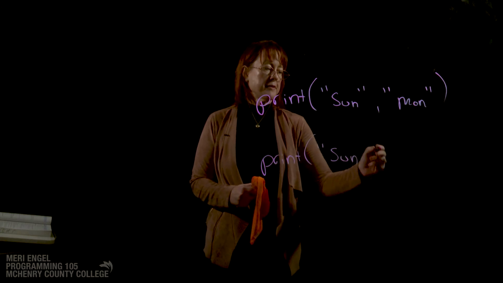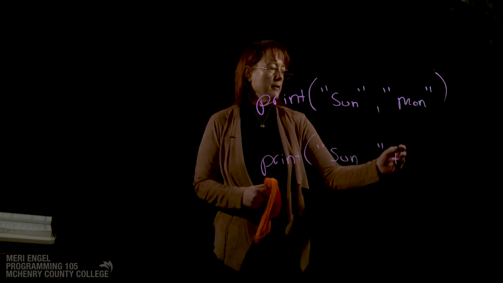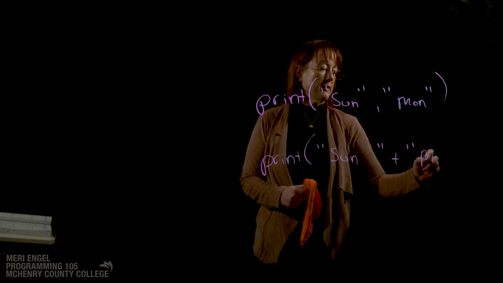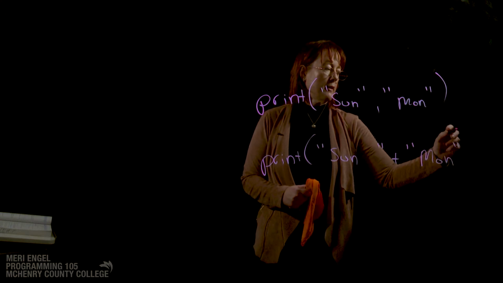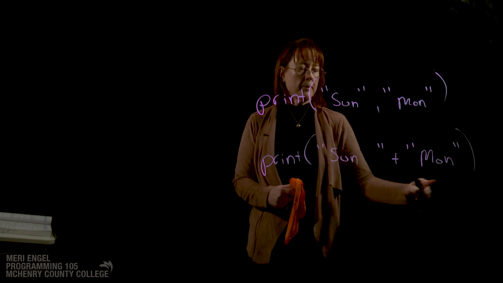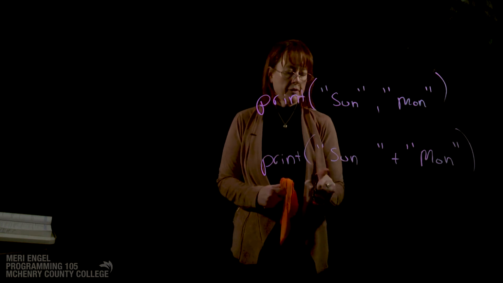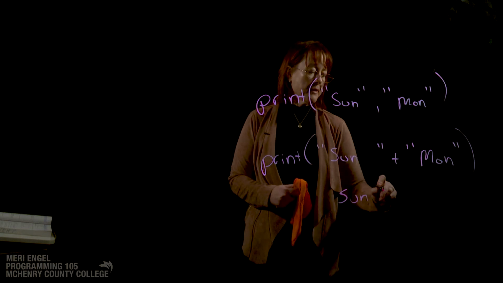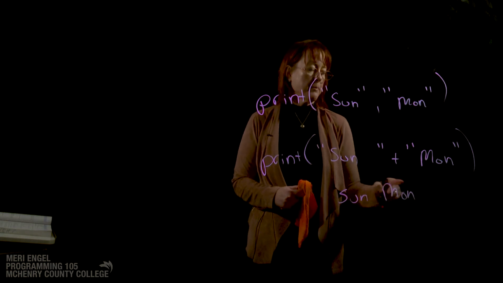If we combine them, or concatenate them, into one item, you want to make sure to leave a space, either at the end of everything or the beginning. Be consistent. This adds them together and combines them into a single string, so this would actually look like sun space mun when it prints out.